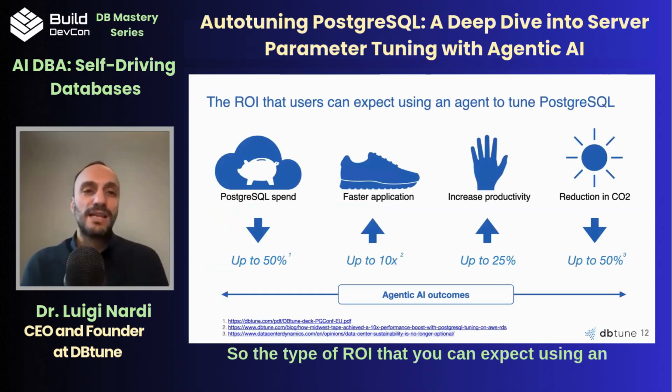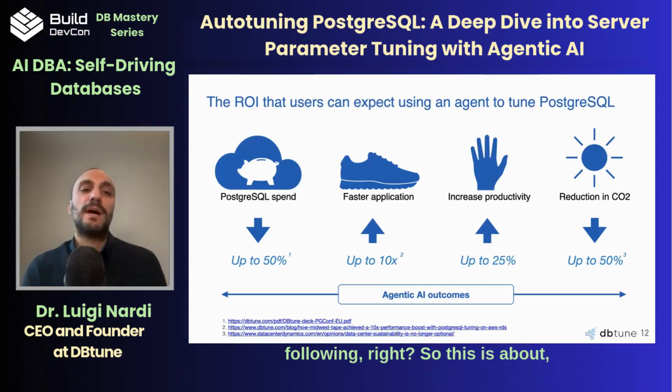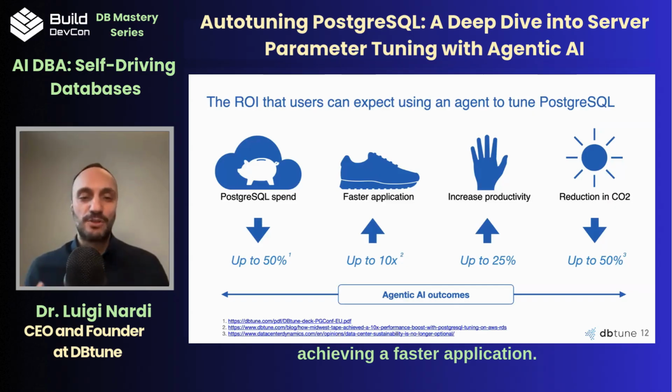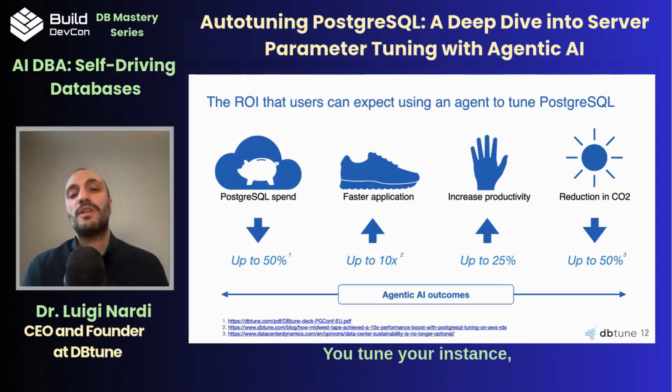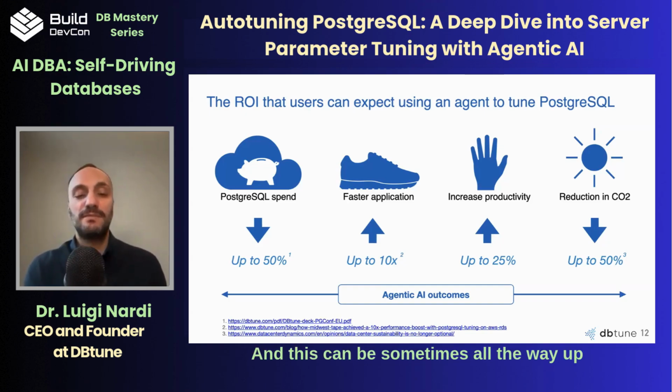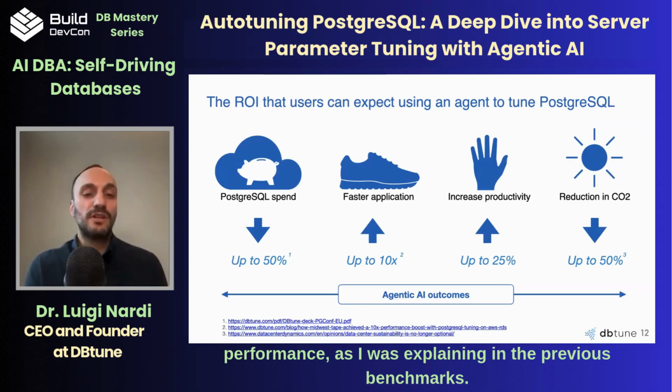So the type of ROI that you can expect using an agent to tune Postgres are the following, right? So this is about achieving a faster application. I'm talking about the second one here, which is the most obvious one. You tune your instance, you get a better response time. And this can be sometimes all the way up to 10x better, right? And substantial performance, as I was explaining in the previous benchmarks.